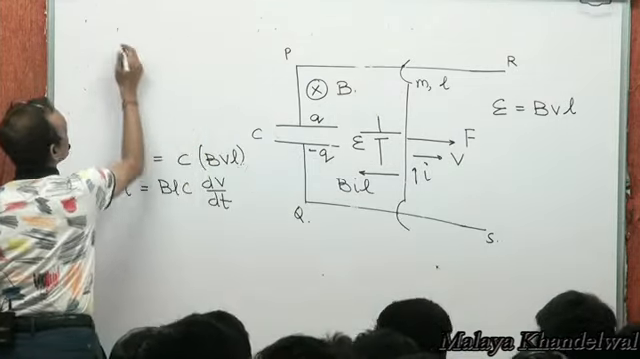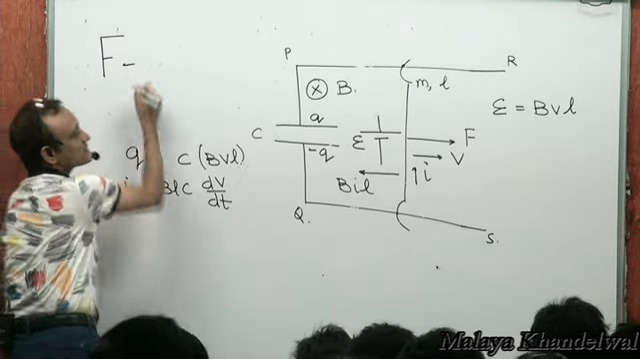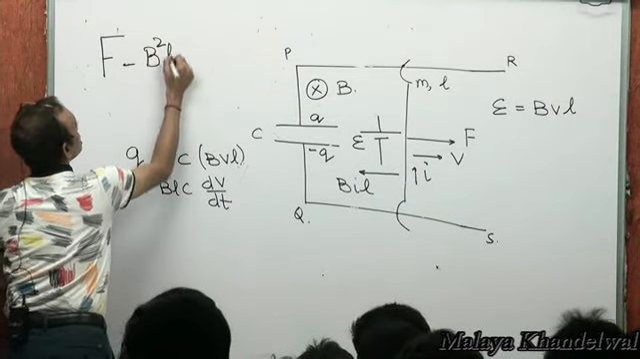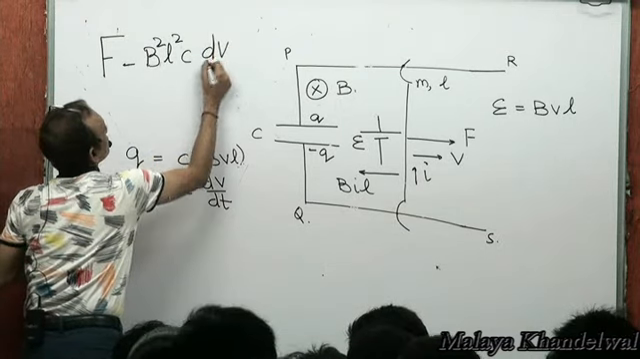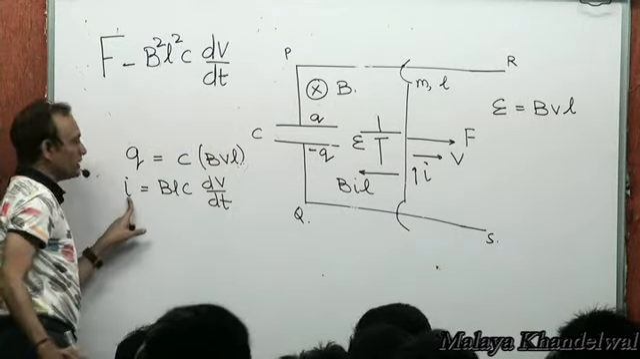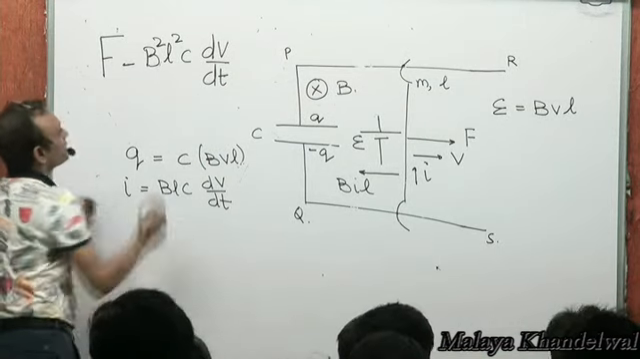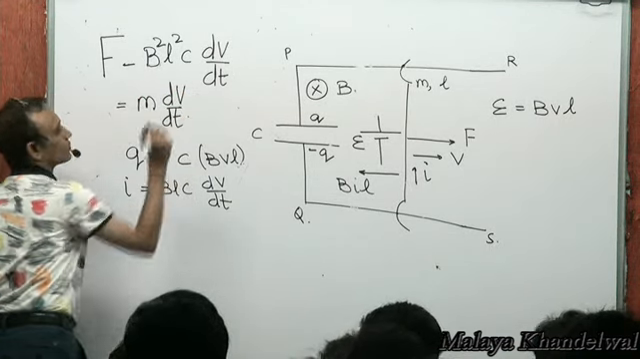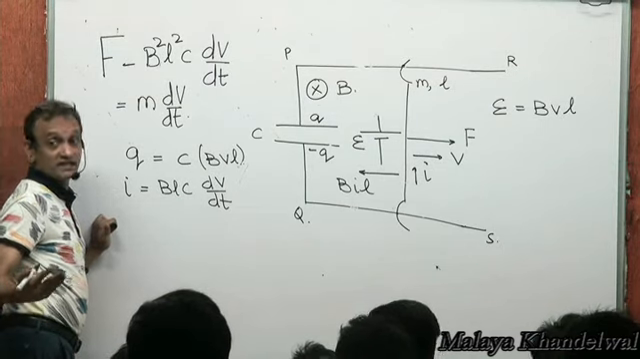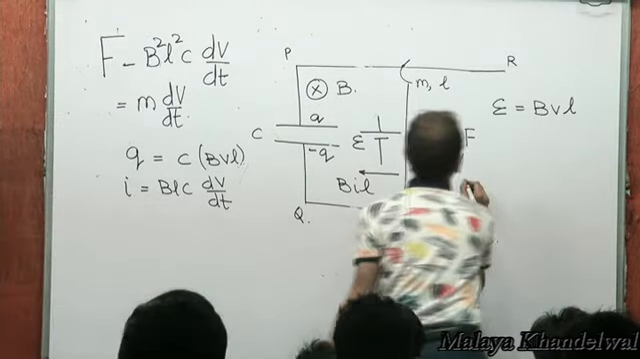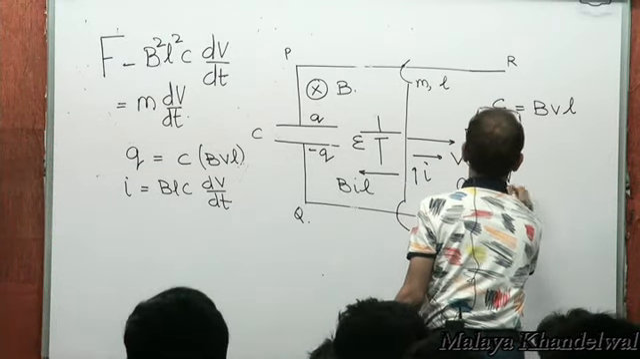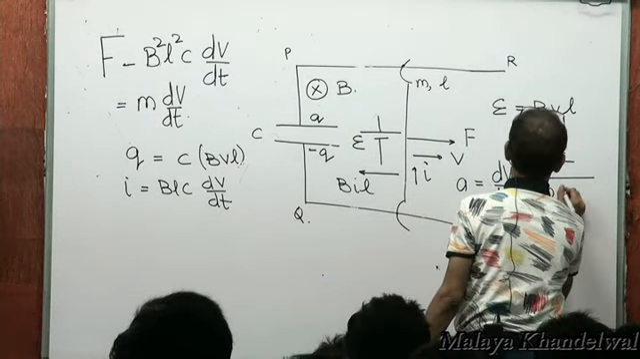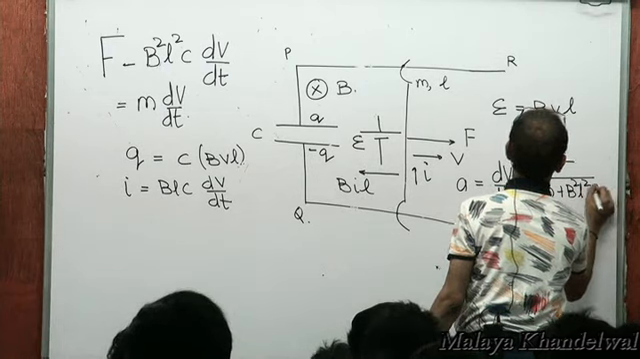then the equation of motion of the connector is F minus magnetic force BIL, which is B squared L squared C dV/dt. Yes or no? BIL, B squared L squared C dV/dt. That must be equal to M dV/dt for the connector. Right? dV/dt is the acceleration of the connector. So very clearly the acceleration, given by dV/dt, is F divided by M plus B squared L squared C.